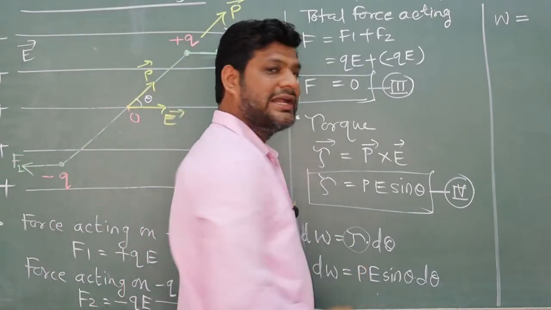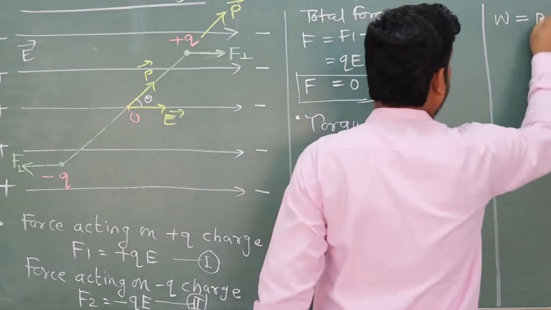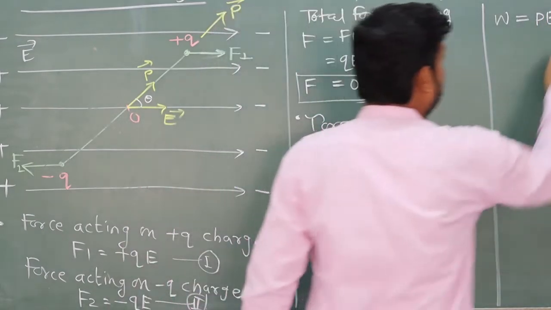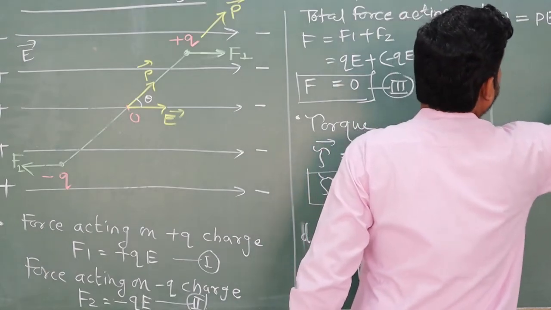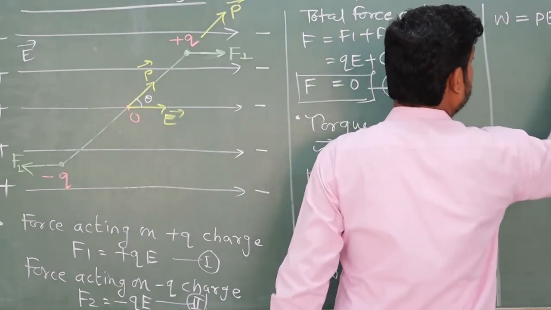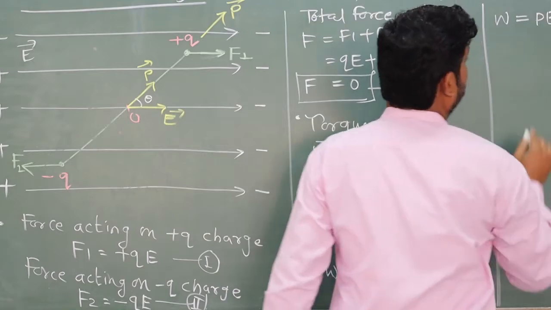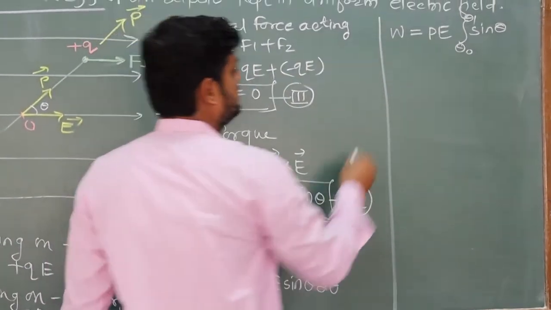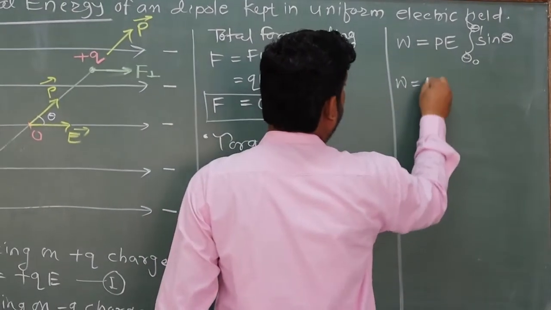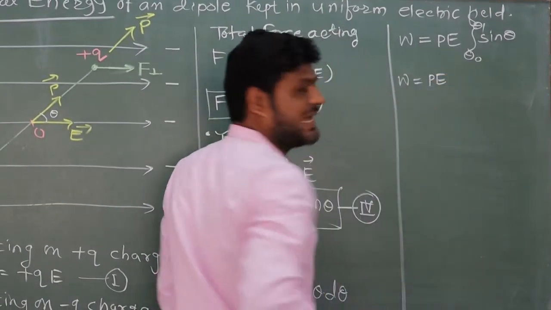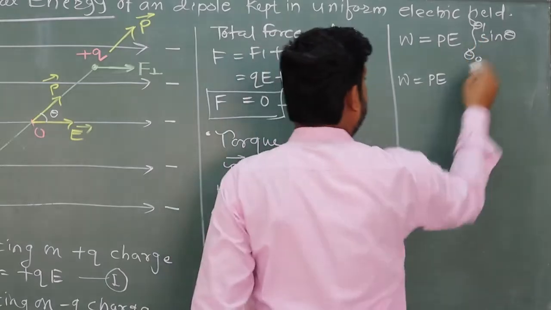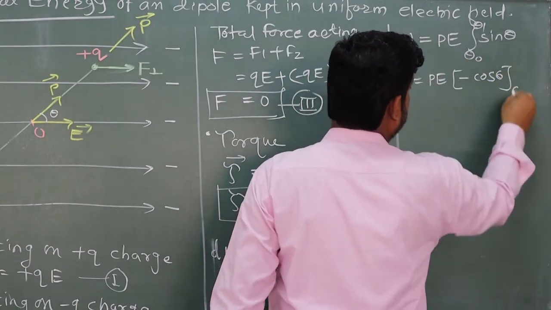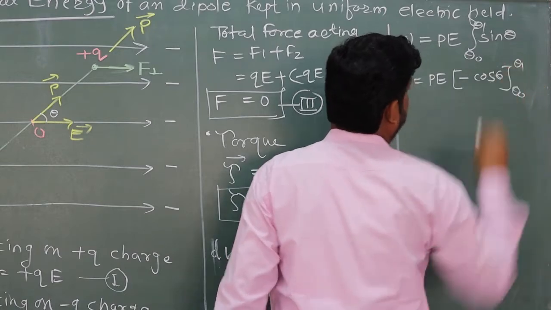p and e are constant, so we will take them outside, right? So integration of sin theta, where theta will vary from the initial theta to the final theta, theta 0 to theta 1. So this is the work done. W equal to p e remains as it is. Integration of sin theta becomes minus of cos theta, right? This is the initial angle, this is the final angle.